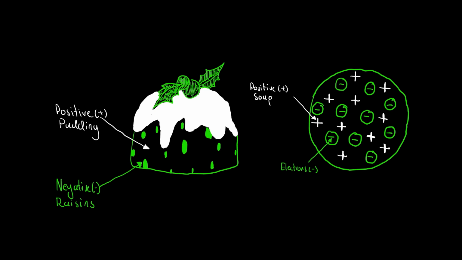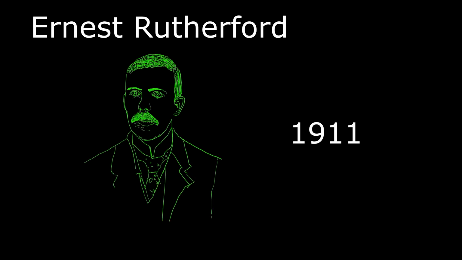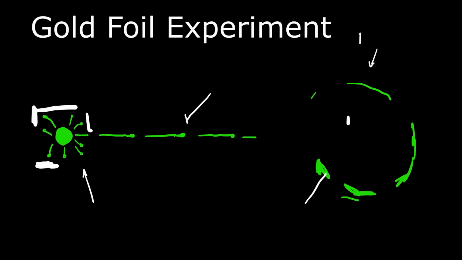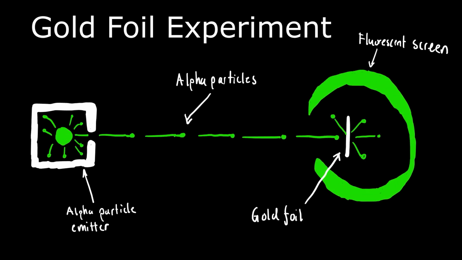The plum pudding model of the atom wasn't around for long, as it was replaced by Ernest Rutherford's atomic model in 1911. Rutherford performed an experiment in which he used fundamental technology like the alpha particle emitter to fire alpha particles at a thin layer of gold foil to observe how the trajectory changed upon interaction with the atoms in the foil. Changes in the trajectory were observed by viewing a fluorescent screen which emitted an isolated flash of light when hit by an alpha particle.